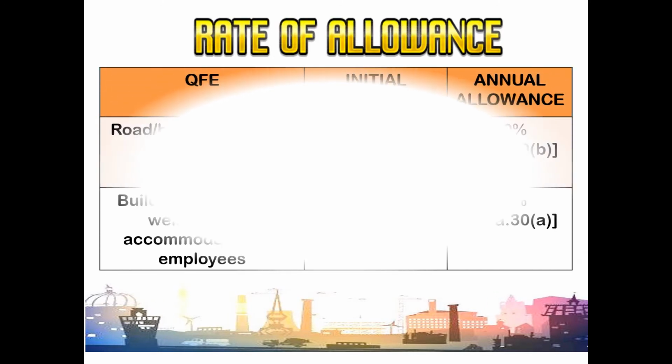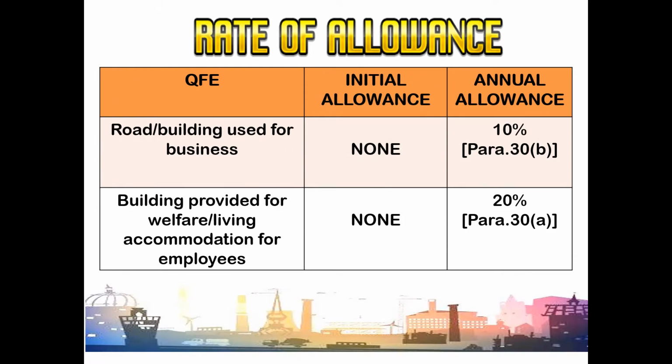Okay, so let's look at the rate of allowance for QFE. Right. So, for expenses regarding the road or building used for the business, such as office, tempat dibuat jalan untuk keluar masuk, untuk balak, ataupun dia berhubung dengan sungai, perusahaan dalam sungai untuk balak tersebut, ataupun building digunakan simpan kayu balak, storage kan. So, annual allowance dia adalah 10%. So, bila kata 10%, it means the company can claim the allowance for 10 years, until it is fully utilized. However, there is no initial allowance given for QFE.